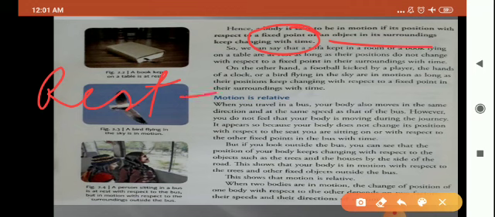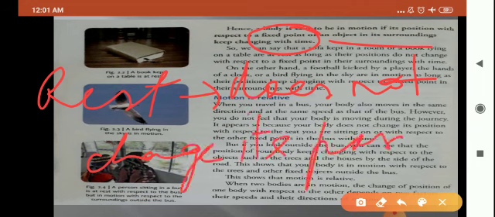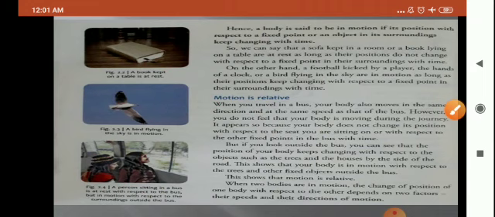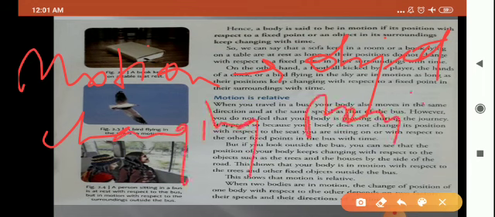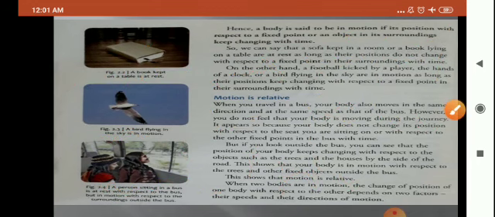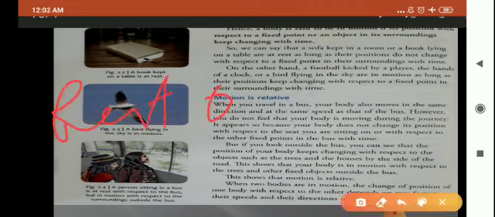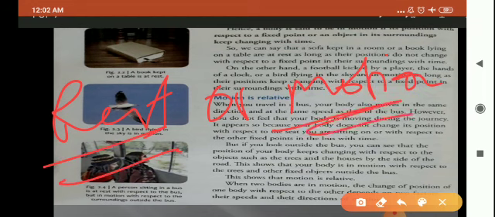So children, for rest, the object does not change its position with time. Okay, means the object is not moving, it is fixed. And for motion, the object is changing position with time. And in both cases, whether the object is at rest or in motion, we observe rest and motion with respect to a fixed point. So I think, children, I'm clear to you.